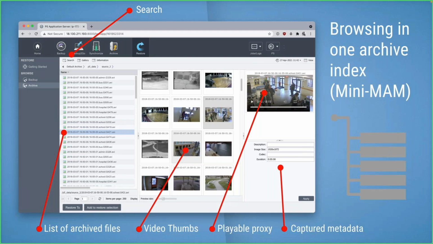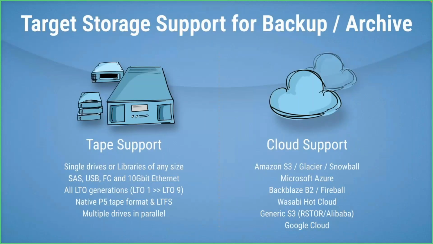So this is the kind of hub of the archive interface, where stuff that you've already archived maybe years ago is easily viewed and accessed, and you can see what you've got and what you might want to recover back to your storage. So archive and backup typically uses LTO tape or cloud storage.